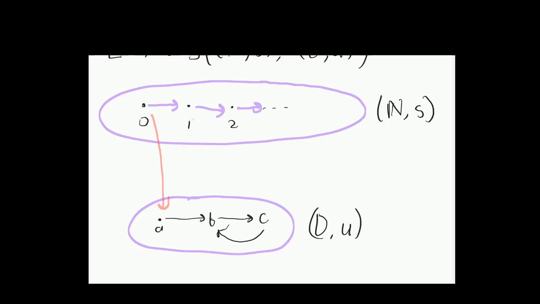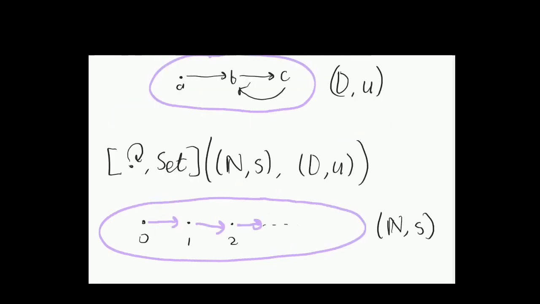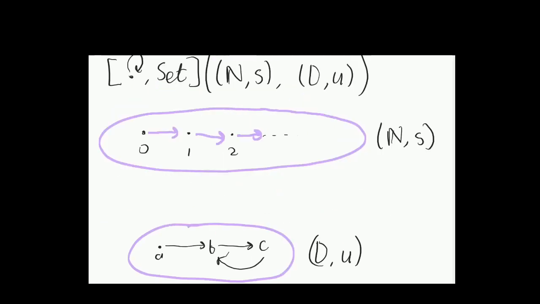So we know that 1 has to get sent here, and then we know that 2 has to get sent here, and then 3 has to get sent here, and then 4 has to get sent here, and so on. So the way that the rest of the morphism works is forced if we know where 0 gets sent by this arrow F from our natural numbers dynamical system to D, our element here of this set of morphisms from this to this.